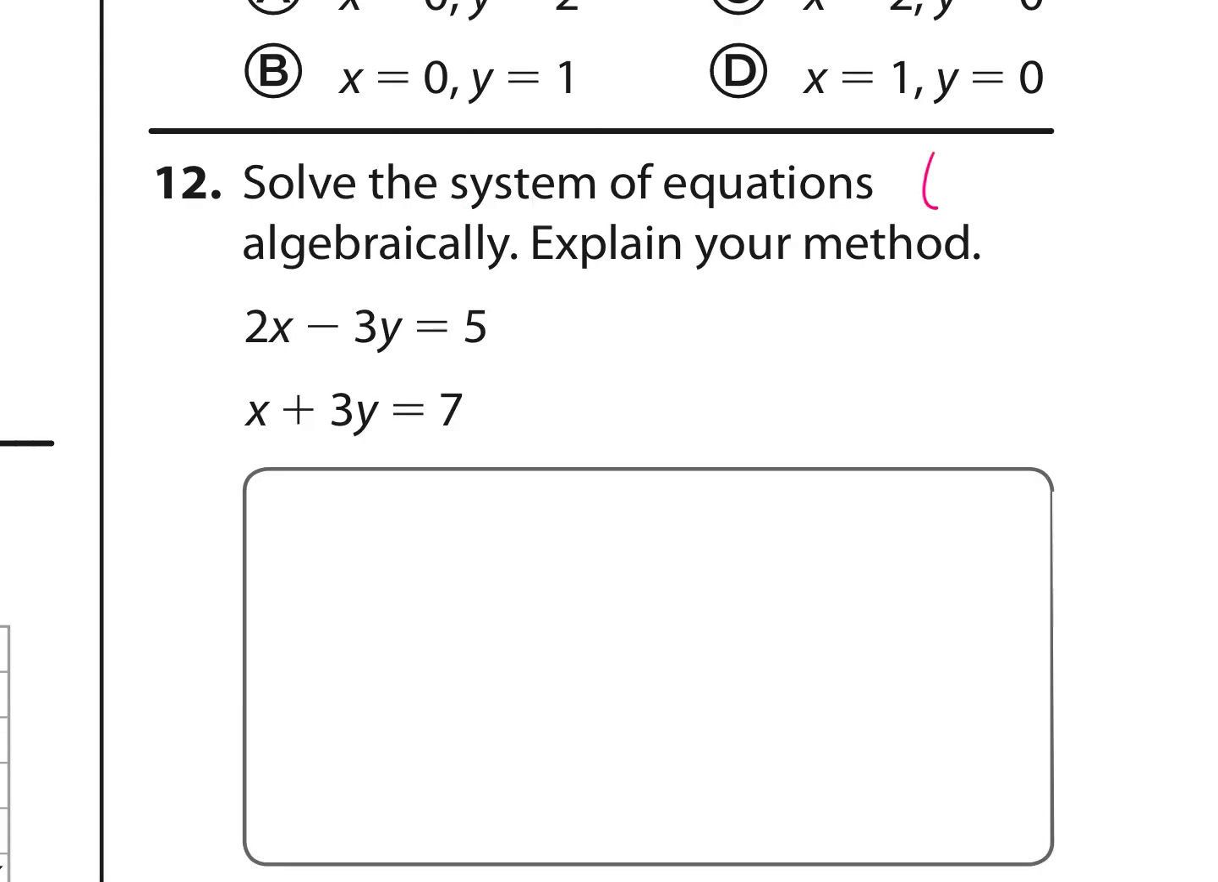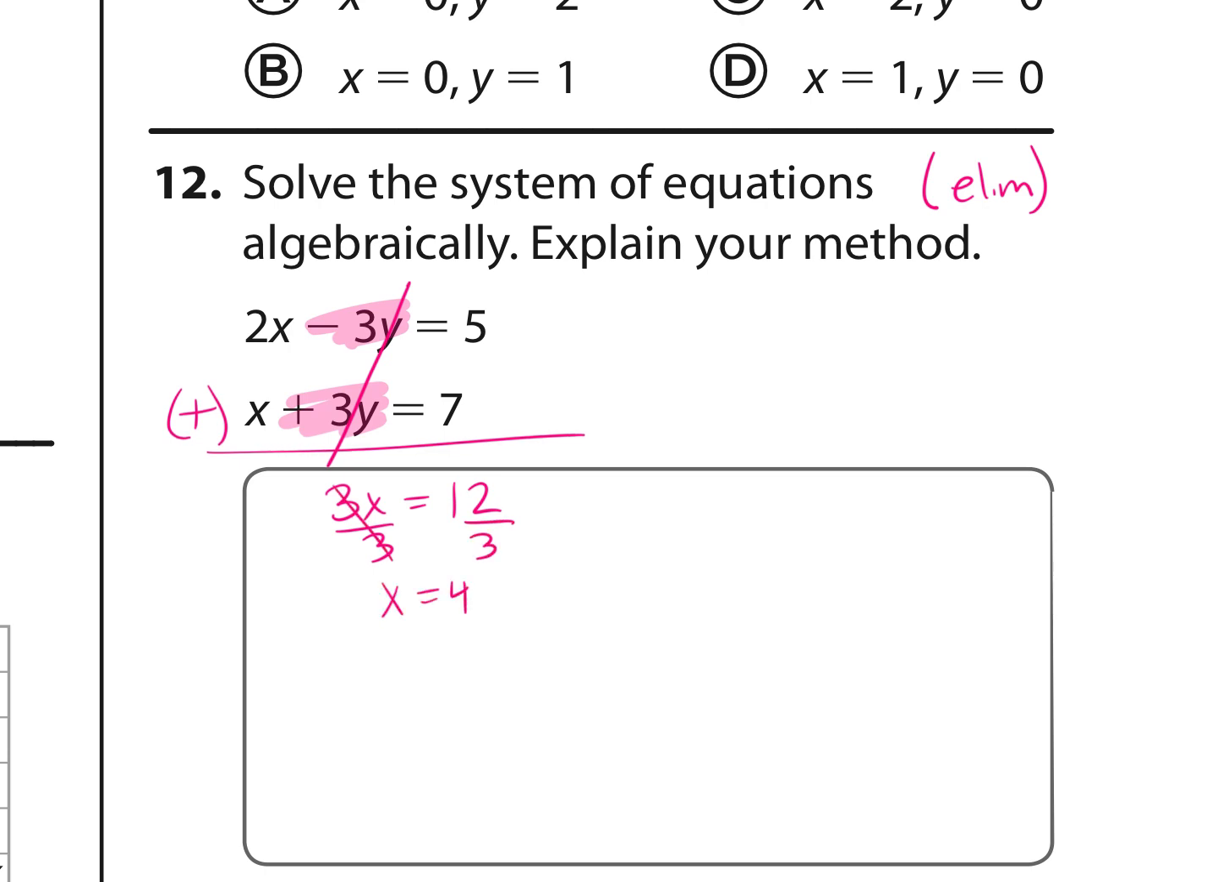Number 12, solve the system algebraically. I'm going to use elimination. And the reason I really like this method here is I have opposite coefficients already. So when I add these two equations together, these y terms will cancel. They add up to 0, giving me 3x equal 12. And I can quickly find that x is 4.